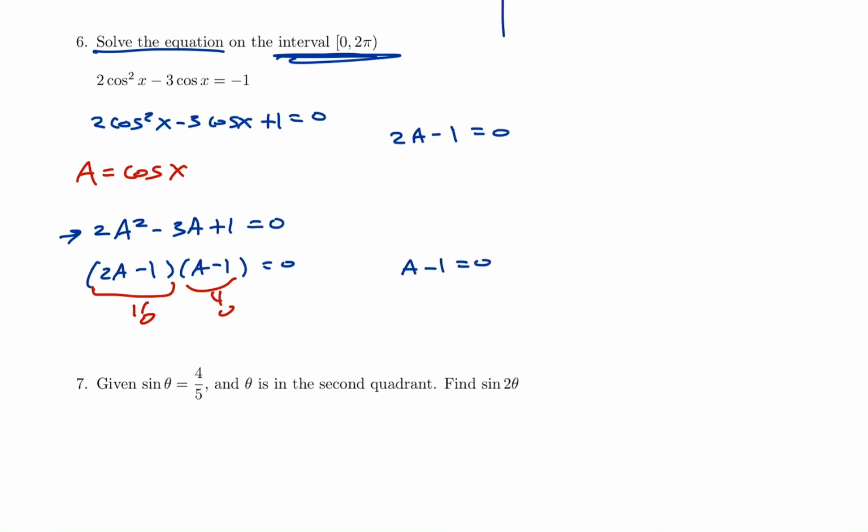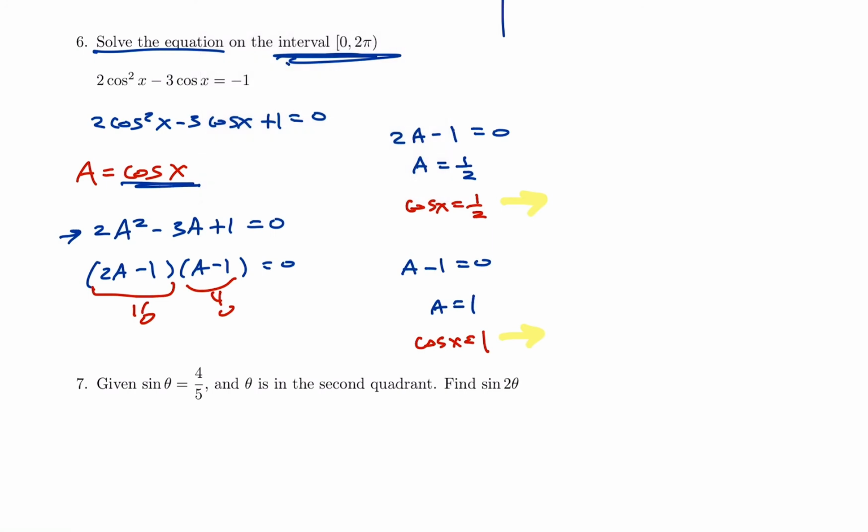But a is cosine. But actually we can solve for a first. a has to be half. Here a has to be 1. But a is cosine, so now we can set it up using trig. Again, cosine x equals half and cosine x equals 1. Now from here, we solve. Solve as in find the angle from the unit circle. They will give us half.